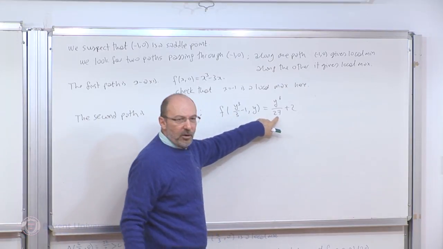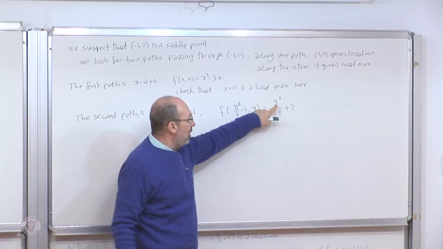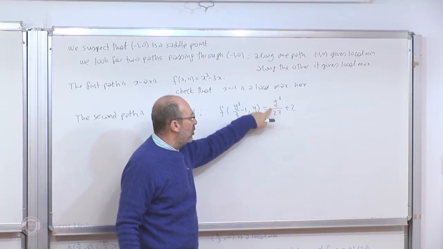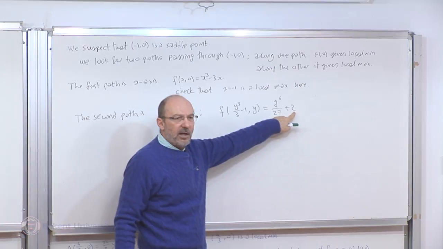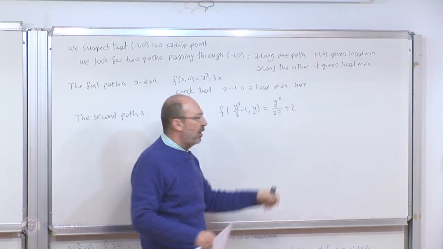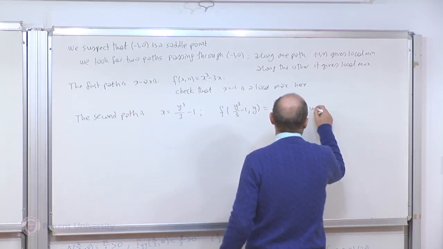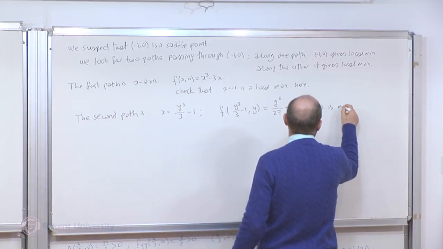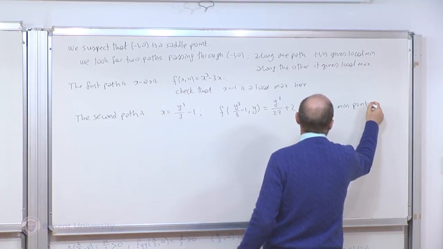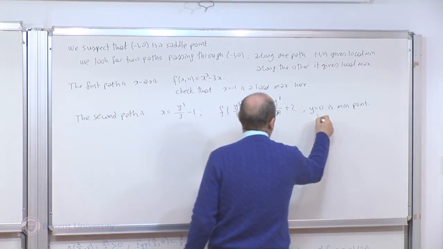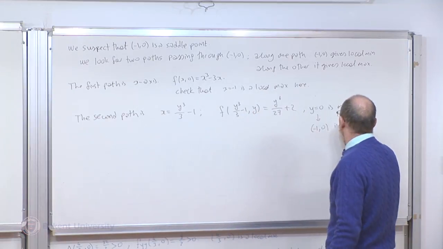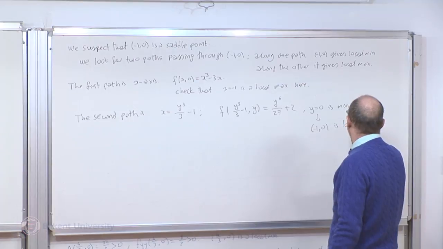y equals 0 is a local minimum for this, because any nonzero y will give you a positive value here. It will add up to 2, but y equals 0 will be the minimum value. So y equals 0 gives the minimum point. So this corresponds to (-1, 0), which is a local minimum point along this path.